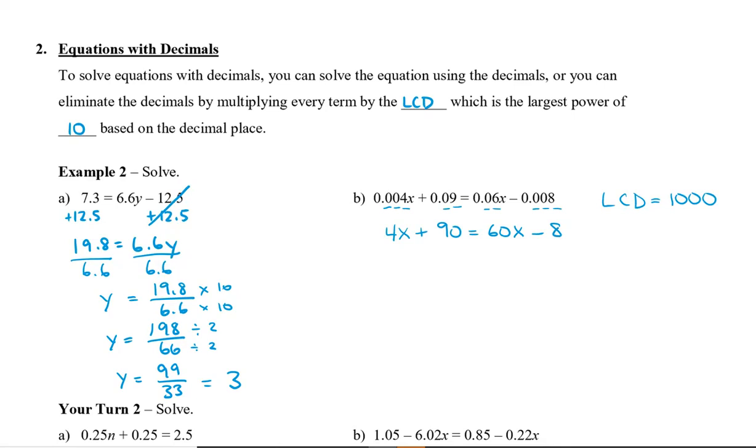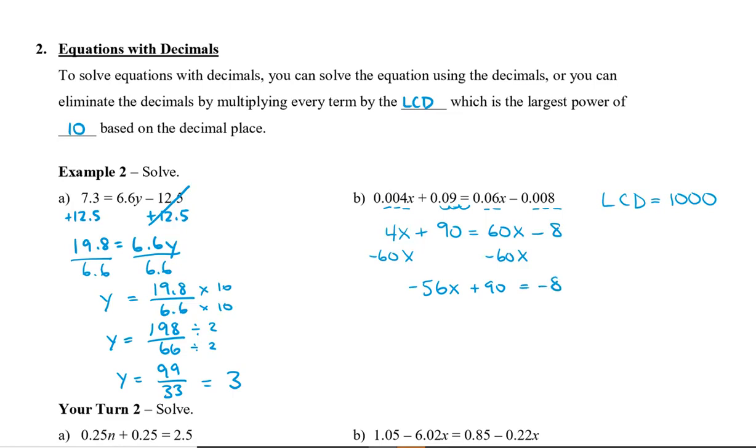So remember, by multiplying by the powers of 10, we're going to move the decimal over that many places depending on how many zeros there are. So 0.004, I'm going to move it over 3 places, so we end up with 4x. 0.09, I'm going to move it 1, 2, 3 places, so I end up with 90, and so on. So having the equation look like this, it looks just like what we've done before. We're going to subtract 60x from both sides. So now I get negative 56x plus 90 equals negative 8.